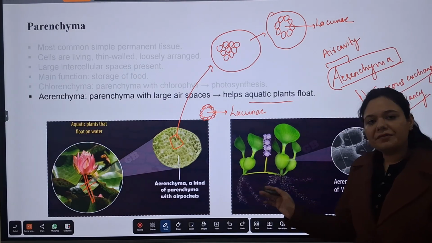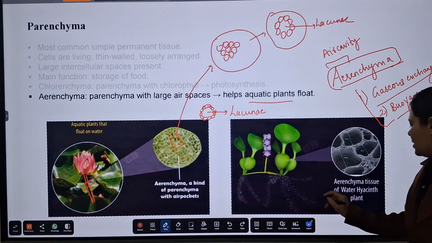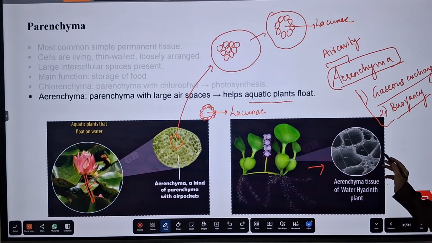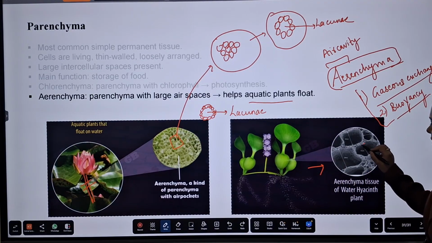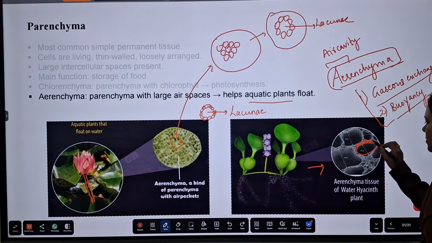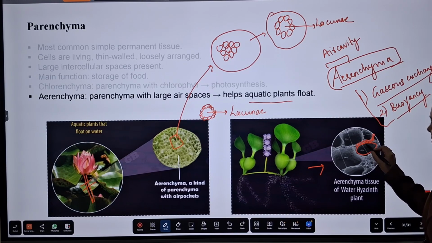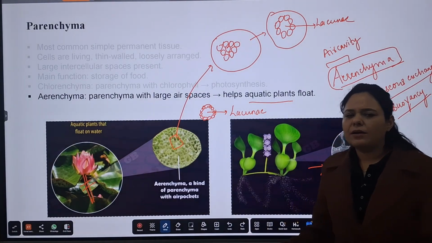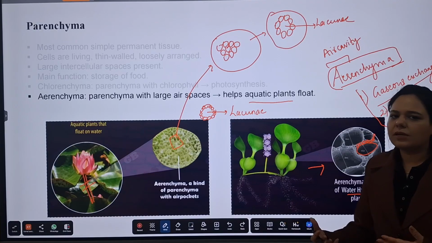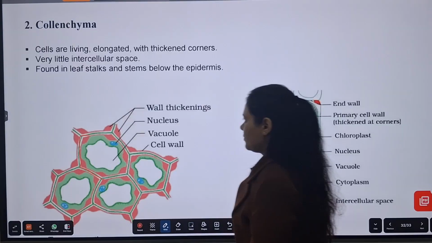This is an example of another aquatic plant, water hyacinth. And if we see the stem of this plant, we see air cavities. This is an air cavity, and it is lined by parenchyma cells. And they have a particular range of diameter also. So parenchyma tissue is present in water hyacinth and many other aquatic plants, like lotus, Eichhornia, etc.